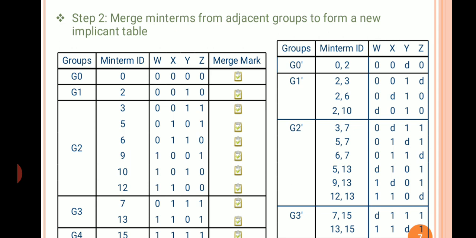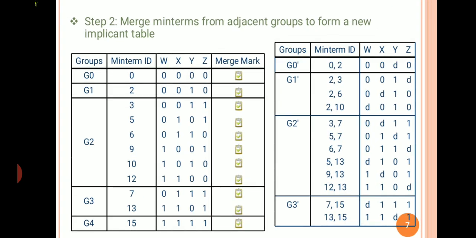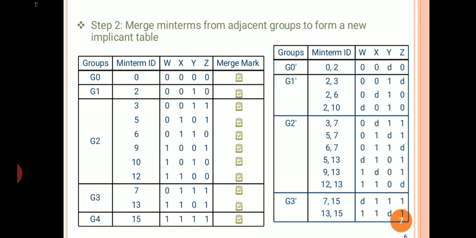Afterwards, for G2 dash, second group, sorry, third group, you are comparing from the first table. Now we have to compare G2 with G3. And same, check whether there is change in only one variable. In this case, first 3 can be grouped with 7, 5 can be grouped with 7. Now you can put merge mark in front of the 5 and 7 and so on. So you will obtain this second table as shown here.